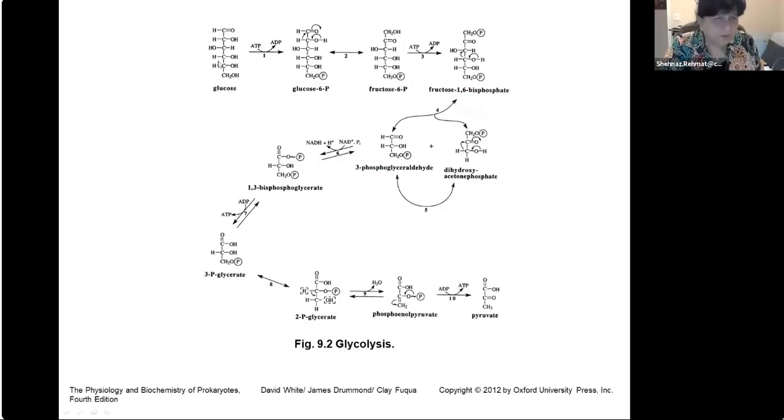Another version of it, if you want to look at it: again, glucose to glucose 6-phosphate, fructose 6-phosphate, fructose 1,6-bisphosphate, then the two alternate ones, phosphoglyceraldehyde and dihydroxyacetone phosphate, and then again some steps of electron carriers coming in and eventually coming down to pyruvate. And here is your very important compound called phosphoenol pyruvate.